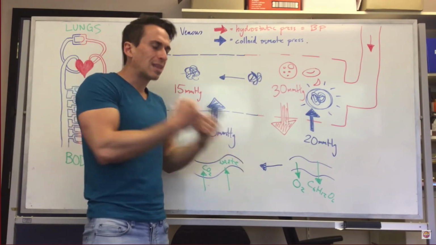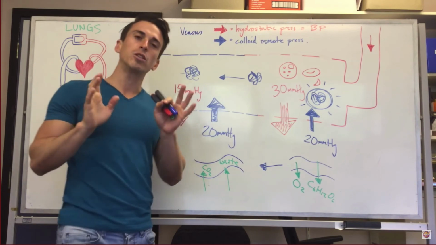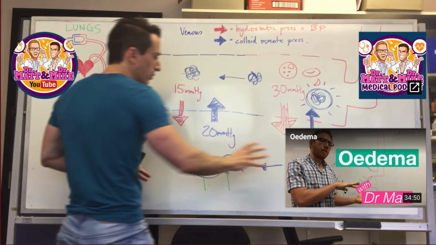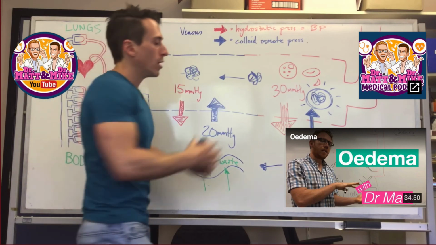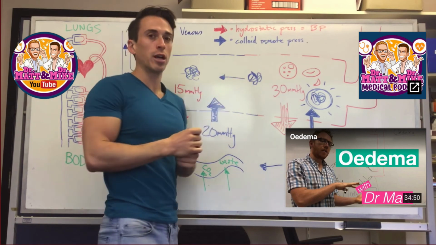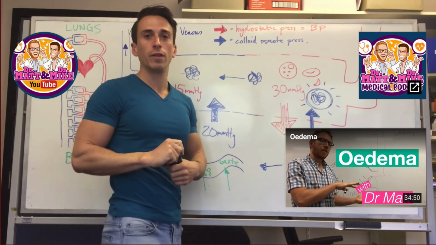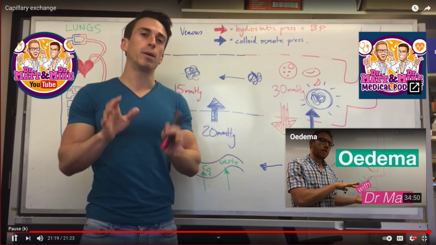We need to get that fluid back. How do we get it back? The lymphatic system. So we have lymphatic vessels as well around our tissues. And the lymphatic vessels help bring back that lost fluid from a capillary exchange and drops it back into our venous supply. So I hope that this made sense looking at capillary exchange.